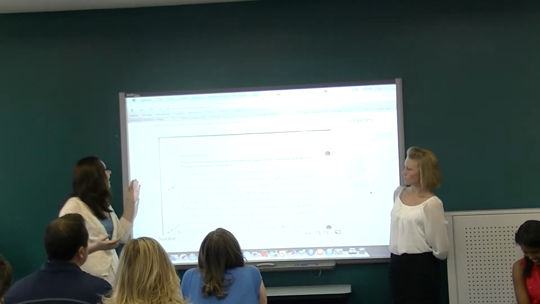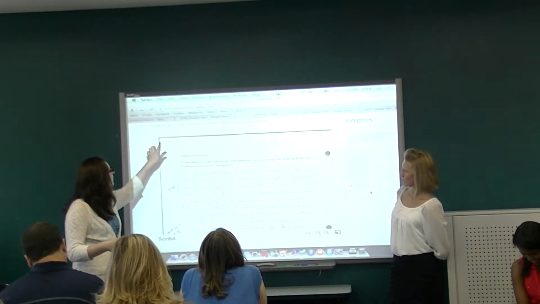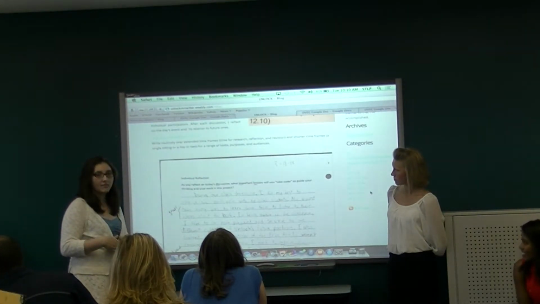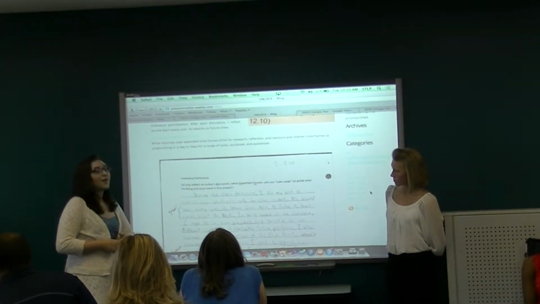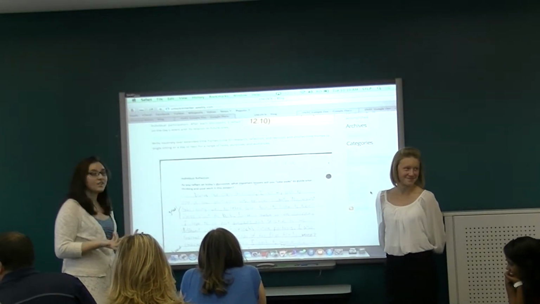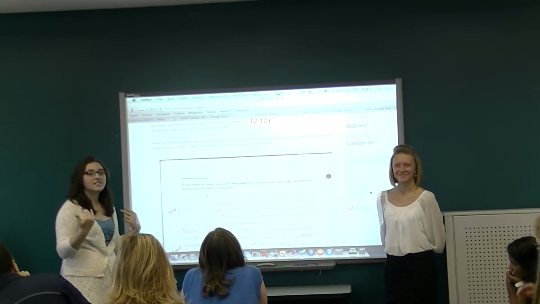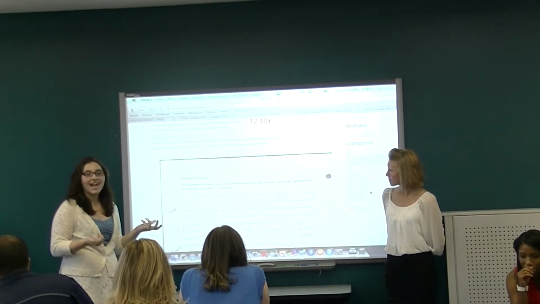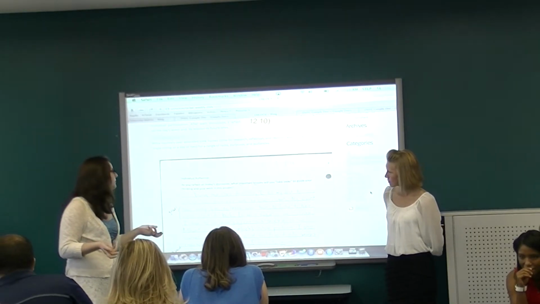And it would be write routinely over extended time frames, time for research, reflection, and revision, and shorter time frames as a single sitting, 1 or 2 days, for a range of tasks, purposes, and audiences.